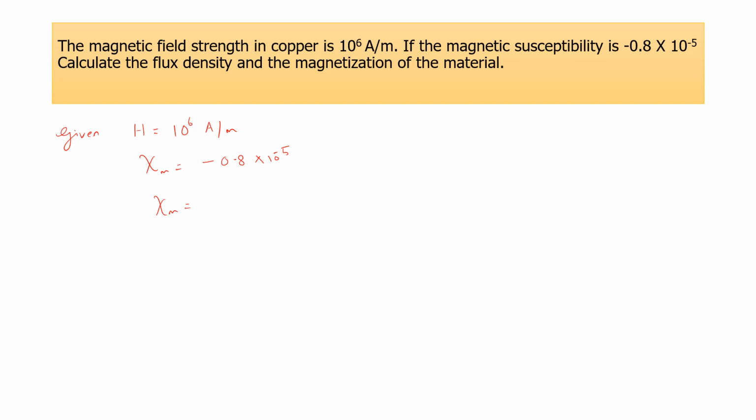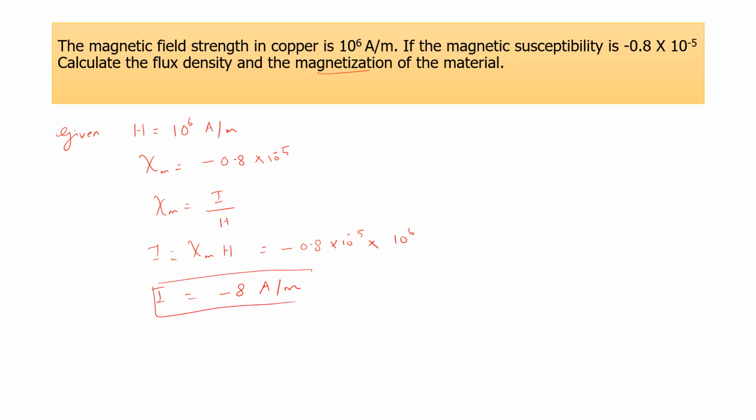Okay. So chi-m is equal to I by H. So what I want is magnetization. That's what is asked in the problem. Okay, so I is equal to chi-m into H. So chi-m is minus 0.8 into 10 power minus 5 into H is 10 power 6. So you get minus 8 ampere per meter.